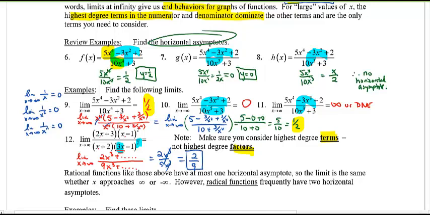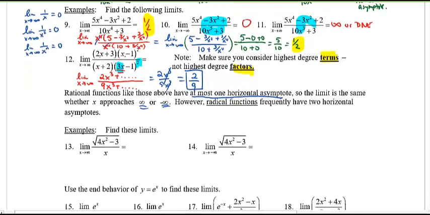Okay? Now, we've just considered rational functions. Yes, these fractions. And rational functions like these above have at most one horizontal asymptote. So the limit is the same whether x approaches infinity or negative infinity. However, that's not always true for other types of functions. And let me introduce to you now the radical function. And these frequently have two horizontal asymptotes. You're like, what? Yeah, two of them.